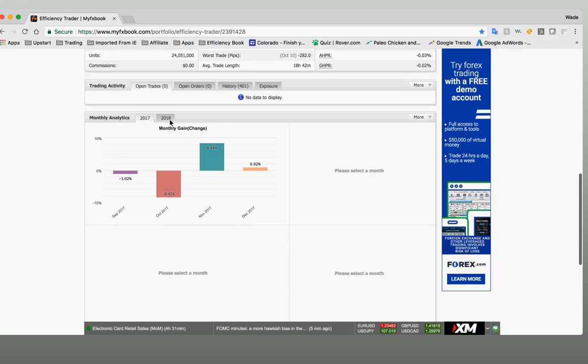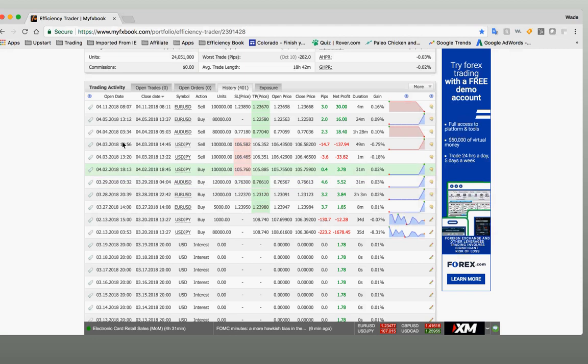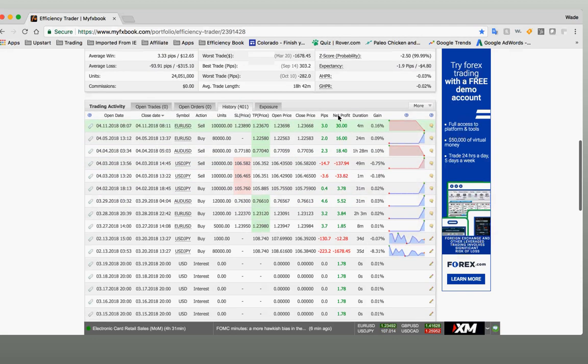Overall, you can see a lot of information, but the key is being able to put that into a plan, keep yourself accountable, and make sure you're learning from each of these. So in the history, here's that one last night. Just a couple pips here, so about $30. Basically, that trade took me 4 minutes to make $30.